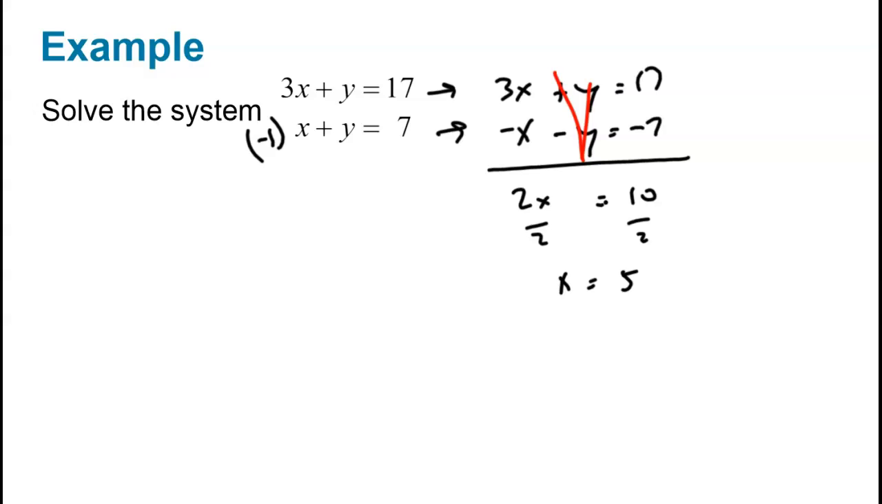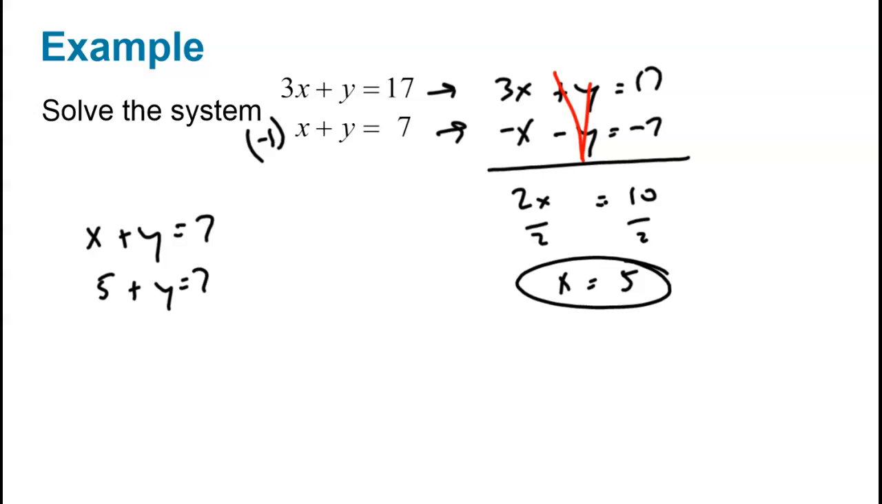X equals 5. Now we say that x equals 5. We'll go ahead and put this back into the equation that we didn't just solve, since we just solved for the 3x. So let's get the other equation, x plus y equals 7, and we'll use the x equals 5 over here. And so we'll say 5 plus y equals 7. Get that y by itself.